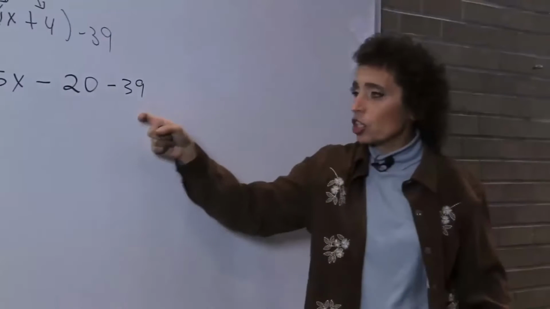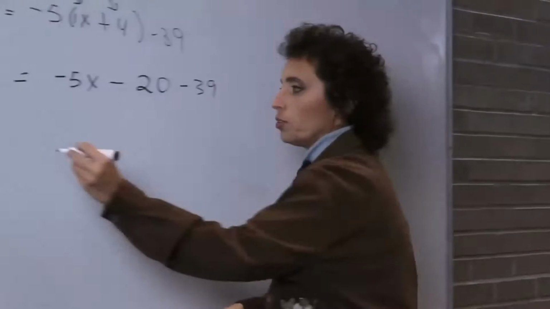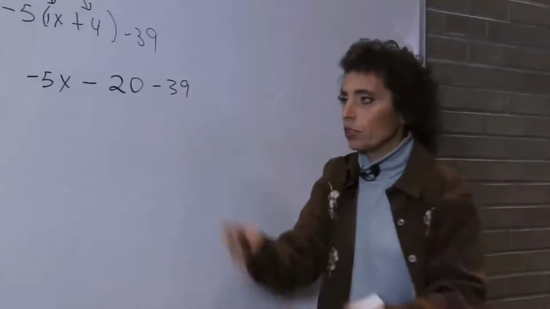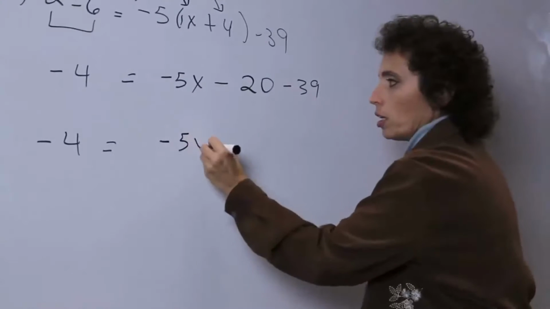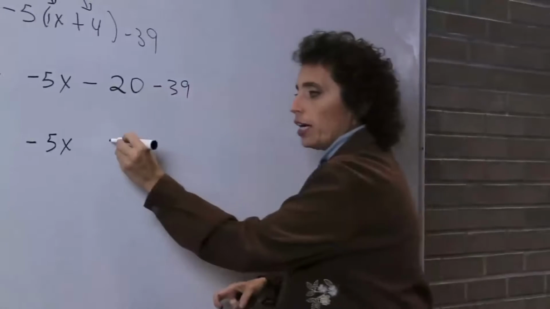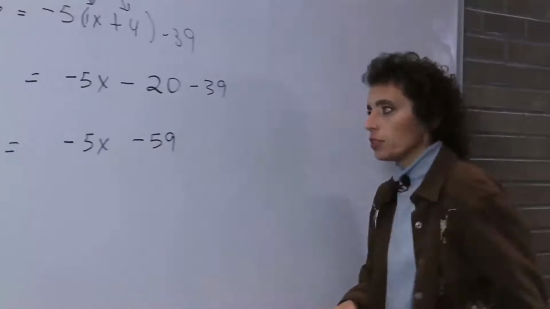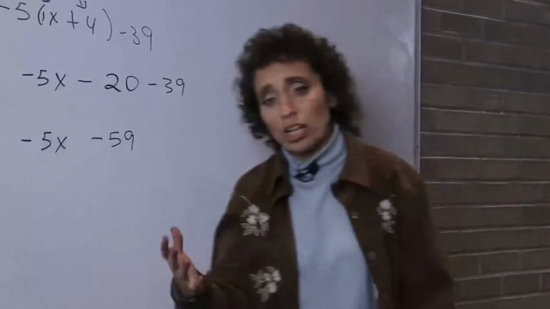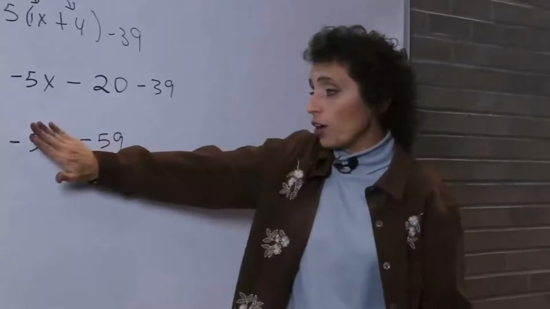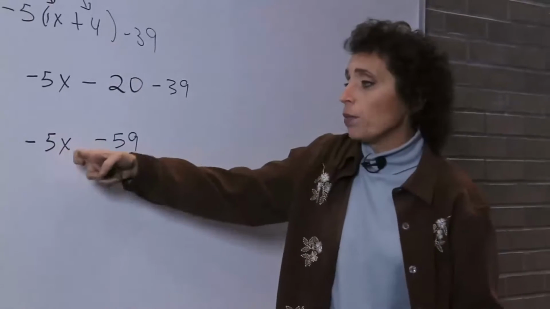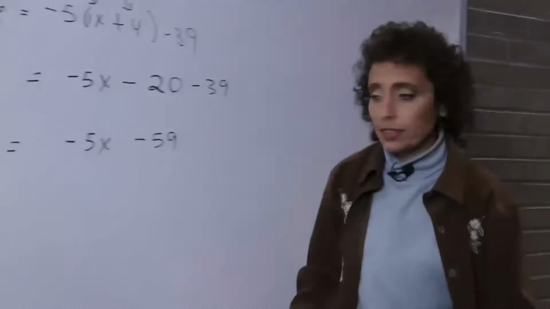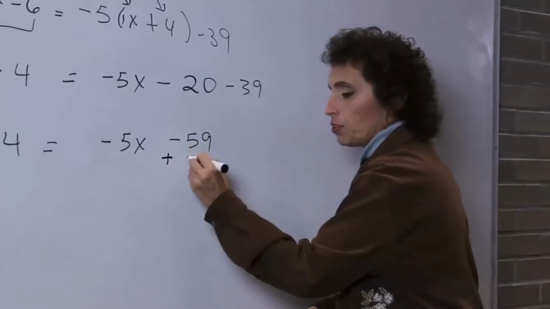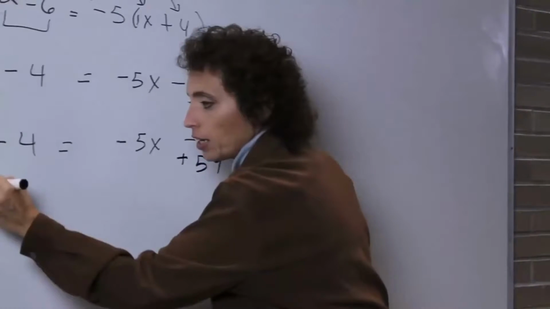I still can simplify this more, so I'll do that. Let me just write this down. I can combine these two. They're both numbers. So I owe you 20, I owe you 39, so I owe you 59. Okay. Now we have to solve this. All the variables have to be on one side, all the numbers on the other. We already have our variable on this side. I'm not going to move him because he has no friends on that side. I'm not going to move him because he's alone. So I'm going to move the 59. The opposite operation, I'm going to add 59.